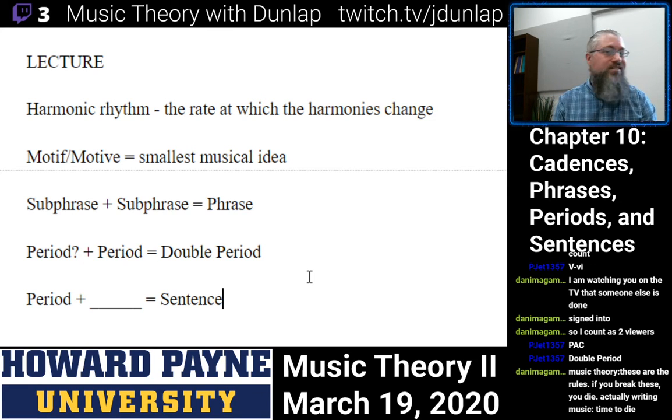The idea of the sentence is period plus something equals sentence. And the sentence was very common in the classical period. Mozart, sometimes Beethoven, Haydn, all of them used the sentence a lot as a way to begin the sonata form, or sonata allegro form. It's the first movement of a sonata, a concerto, a symphony, all of those forms.